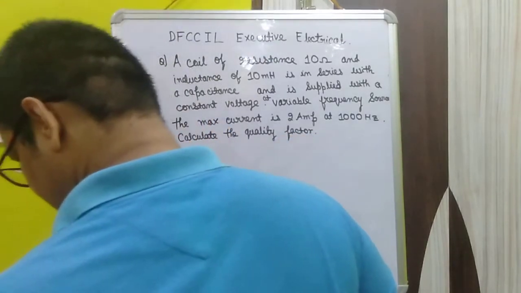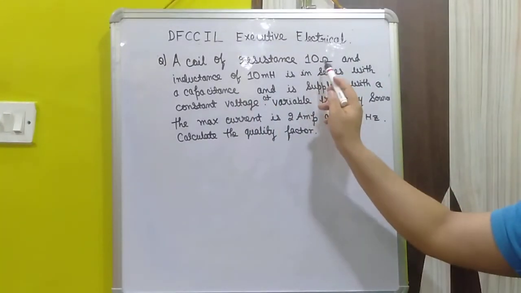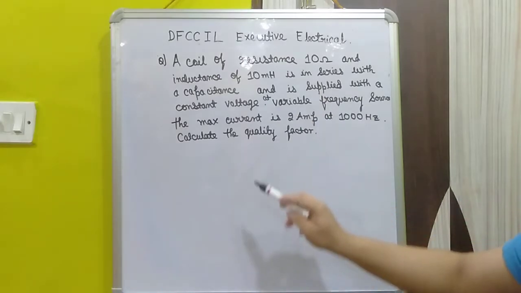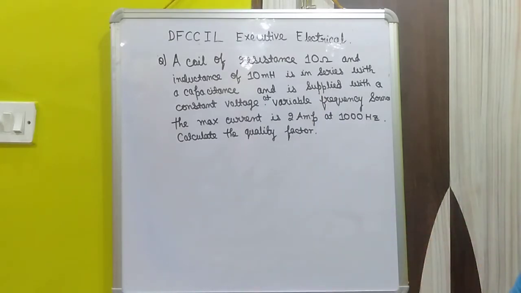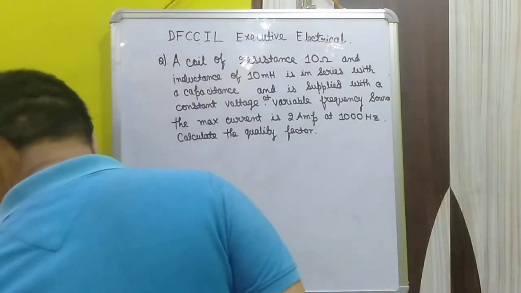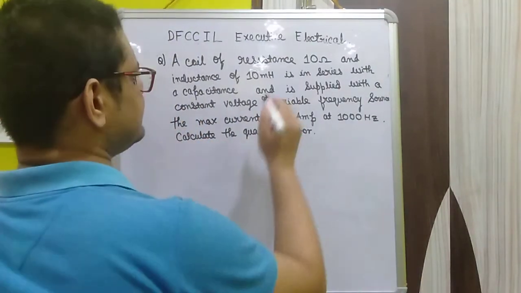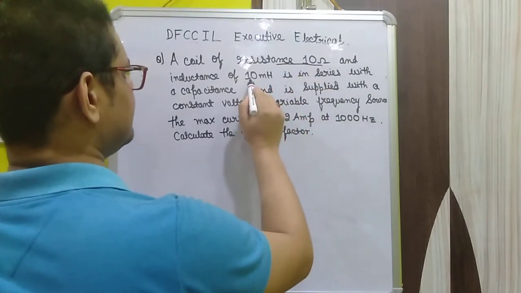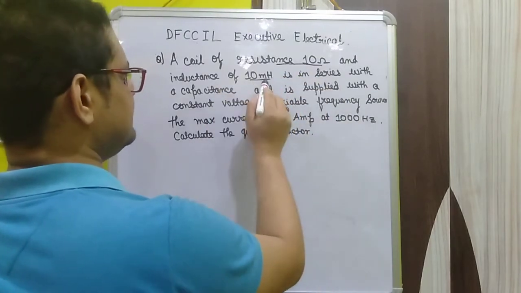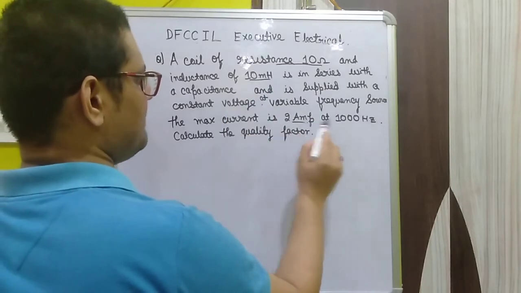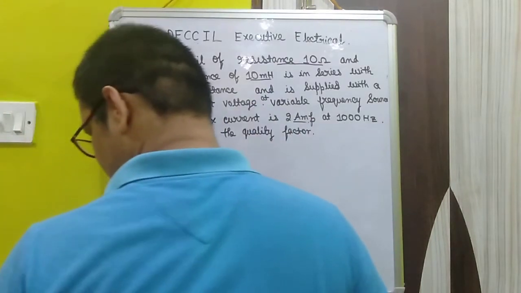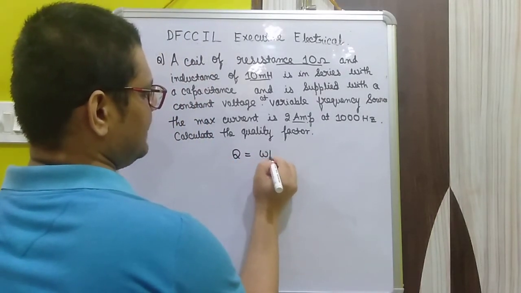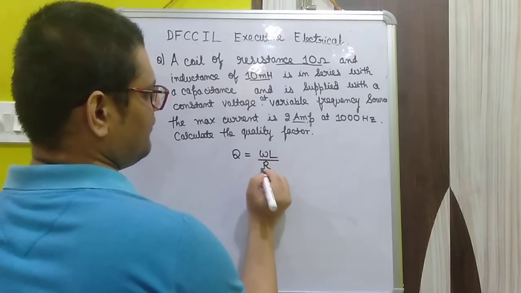I hope you have understood how we have to calculate. We have to just take the data whatever is given, and directly solve with the formula of the quality factor. The data given in the question is resistance 10 ohm, inductance 10 millihenry, current 2 ampere, and frequency 1000 hertz. We know the formula of quality factor: Q is equal to omega L by R.